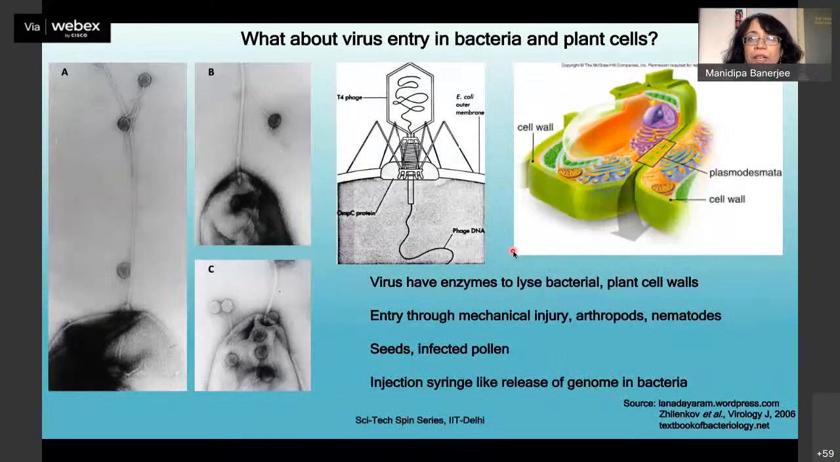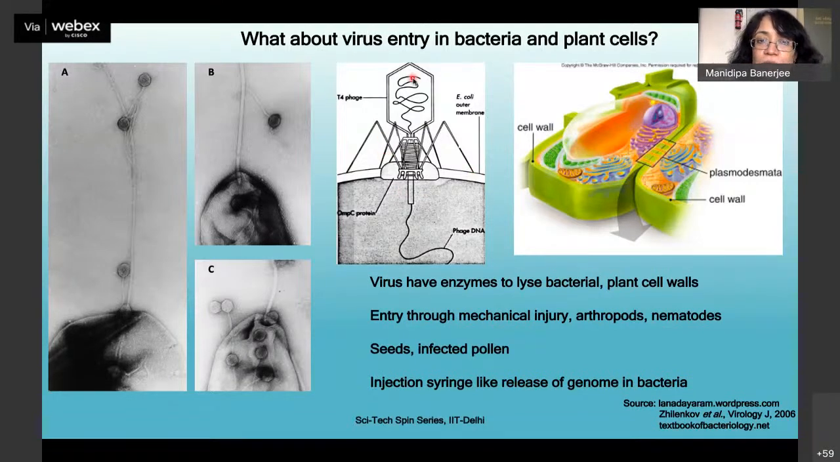Okay, now what about bacteria and plant cells? How do viruses enter bacteria and plant cells? They have thick cell walls. So typically bacteriophages, and here you see a schematic of a bacteriophage, and here are some high resolution images of bacteriophages infecting bacteria. This is a bacteria, and these are all phages which are attacking it from all sides. So they usually carry enzymes. They destroy the cell wall, and then they have something that looks like an injection syringe.